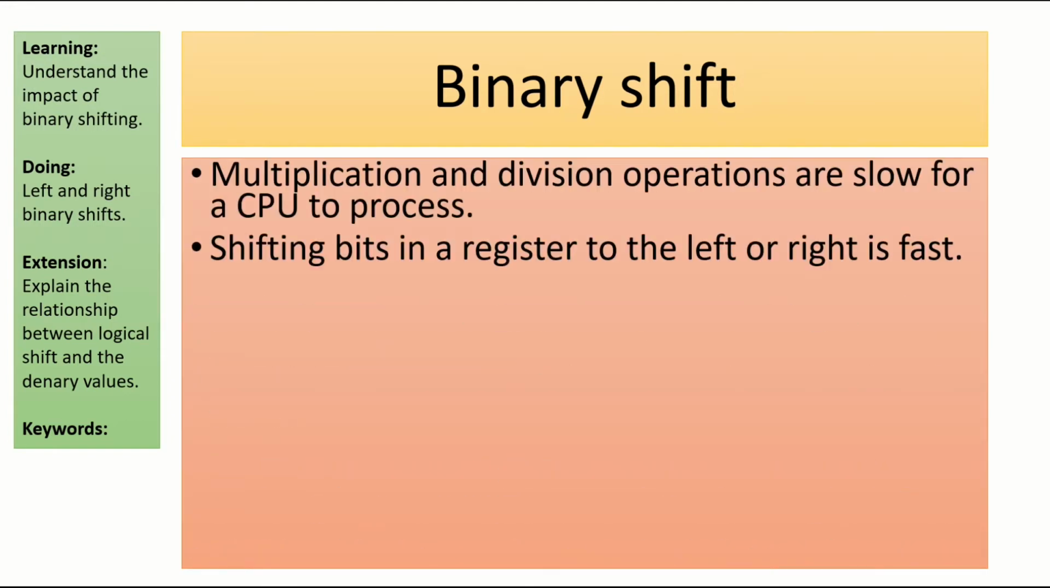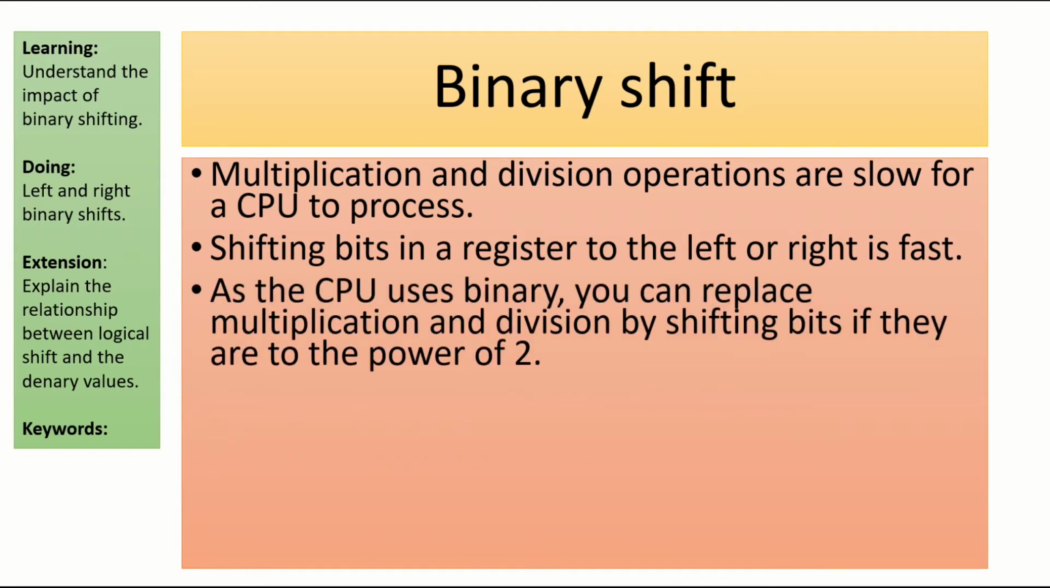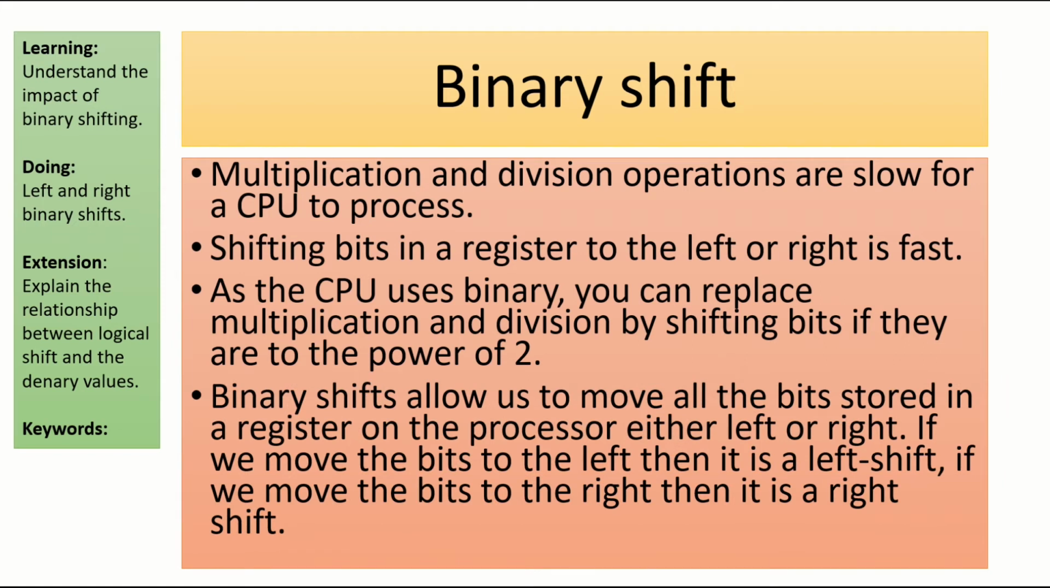With binary shifting, we can multiply or divide. Computers aren't very good at doing multiplication because it's too slow for the CPU to process. When we shift bits in a register to the left or right, it's a lot faster. As the CPU uses binary, you can replace multiplication and division by shifting bits if they're by a power of 2. Binary shifts allow us to move all the bits stored in a register on the processor either to the left or right. If we move the bits to the left, it's a left shift. If we move the bits to the right, it's a right shift.